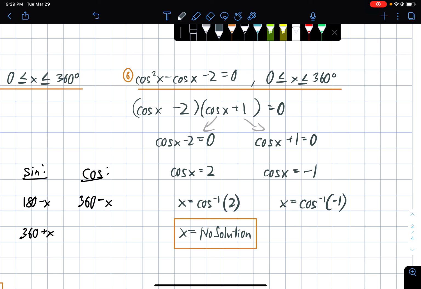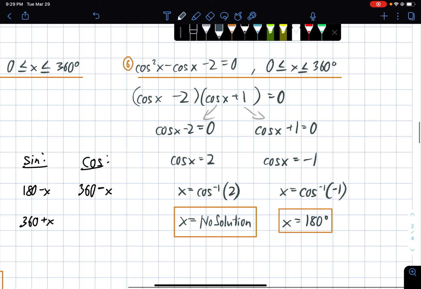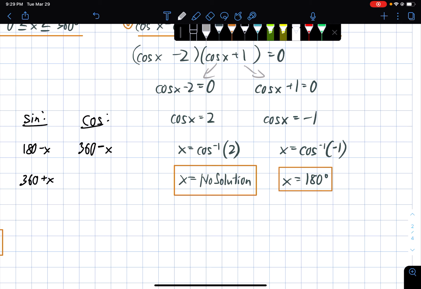Let's try the other side. So arccosine of negative 1 is 180 degrees. With 180 degrees, since it's cosine, we have a rule that 360 minus x would be the second solution. So 360 minus 180 is basically 180 degrees as well. So they're basically the same.